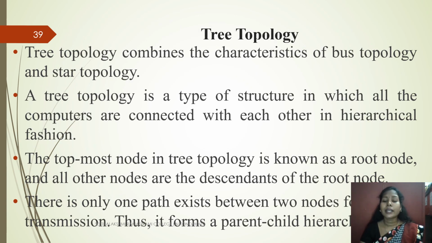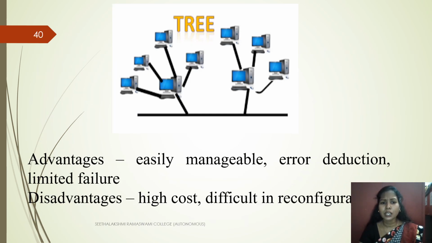So next is the tree topology. Tree topology combines the characteristics of bus topology and star topology. A tree topology is a type of structure in which all the computers are connected with each other in a hierarchical fashion. The topmost node in tree topology is known as the root node, and all the other nodes are the descendants of the root node. There is only one path between two nodes, and thus it forms a parent-child hierarchy method. And this is an illustration of tree topology. The advantages are they are easily manageable, with error detection and limited failure. And of course, they have a few disadvantages, that is, they are highly costly and difficult in reconfiguration.